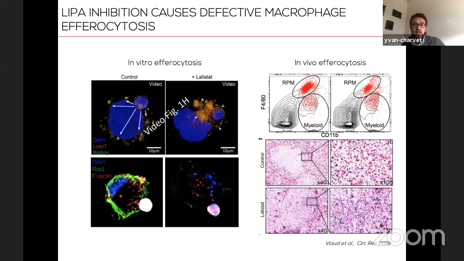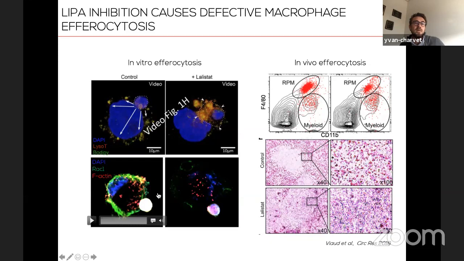And so what we have decided to do is to see if LIPA was important during efferocytosis. So we performed both in vitro and in vivo experiments. And what you can see, if you load an apoptotic cell, which is here in blue, and we fed this cell loaded with BODIPY, which is a cholesterol analog. Basically, what you can see is that in a control cell, the cholesterol is diffuse because LIPA is active. But when we block LIPA with Lalistat, which is a specific inhibitor, you can clearly see that the cholesterol is stuck outside of the cell, all around the apoptotic cell, and it's not going into the macrophages.